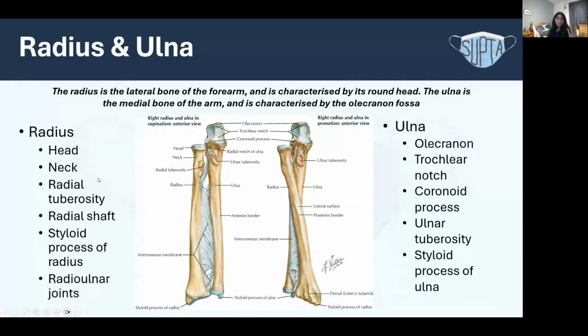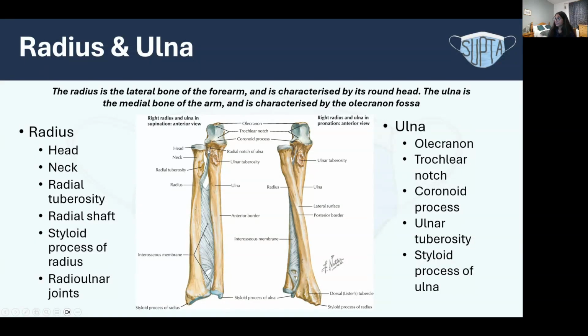Okay. Now, radius and ulna. So again, as I mentioned, when we're keeping ourselves oriented, keep your palms forward, okay? So the radius is lateral and the ulna is medial. And these two bones make up our forearm. A lot of people tend to mix up these bones, okay? So remember, these bones have their own characteristic features.